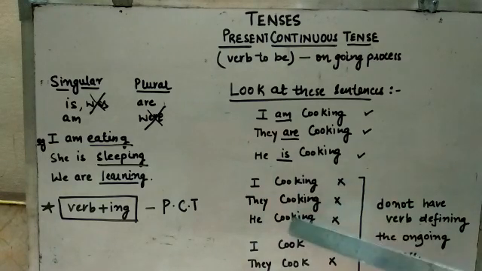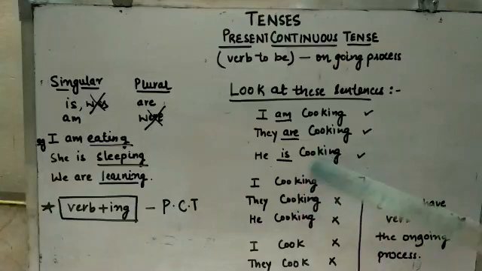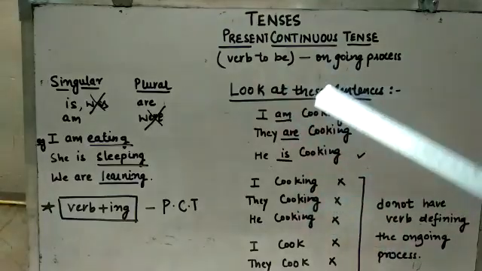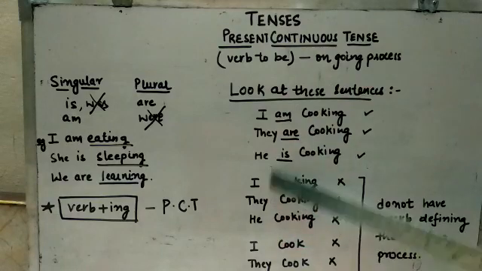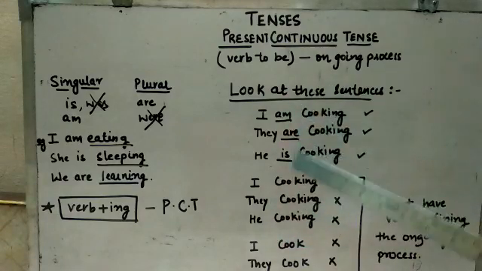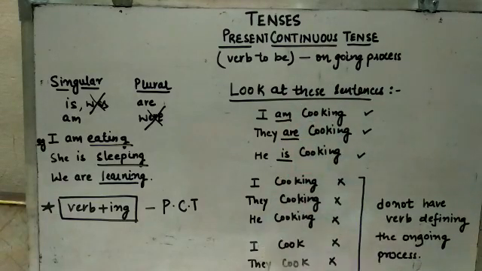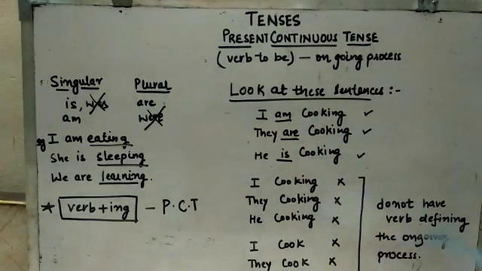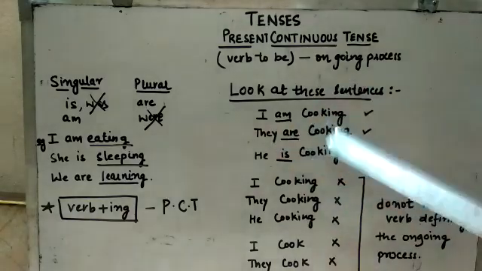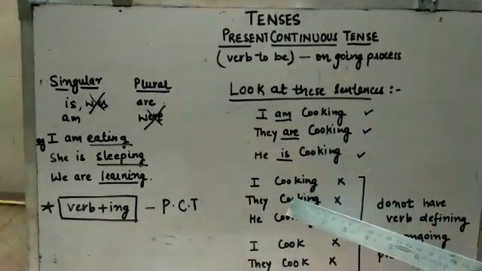In the first three sentences, you can see that although the verb to be plus ing is there, the actual verb is missing. There is no am, are or is. And in the last three sentences, you can see that there is neither any verb nor ing, because there is no verb which is defining the ongoing process, and hence the last six sentences are wrong, while the first three sentences are correct. Let's read further.